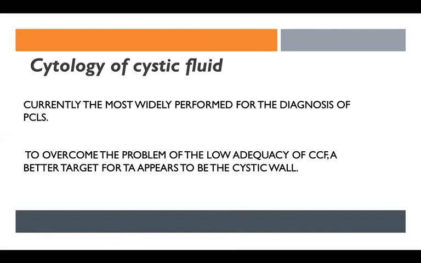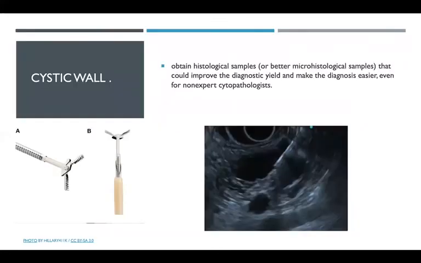So, to overcome the problem of the low adequacy of cytology of cystic fluid, a better target for tissue acquisition appeared to be the cystic wall. So, our recent target is the cystic wall. The recent device is a micro forceps, a small microforceps passed through the EUS needle.